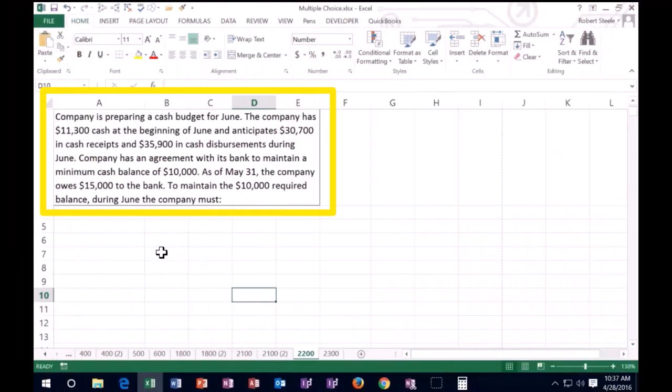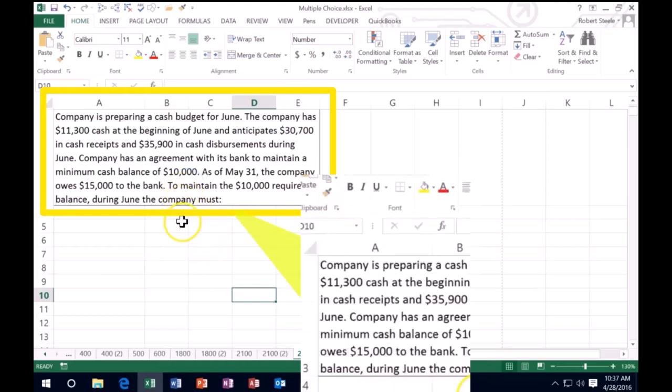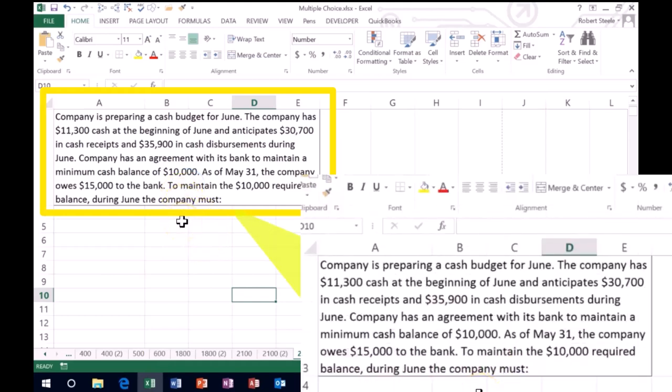And then when we read through it, it's good to just jot down those numbers that we can then use at a later point. So I'm reading this last sentence: to maintain the 10,000 required balance during June, the company must do what? So we can see we're talking about a bank account. We want to retain a $10,000 balance. So it sounds like we need to basically measure the activity in the bank account.